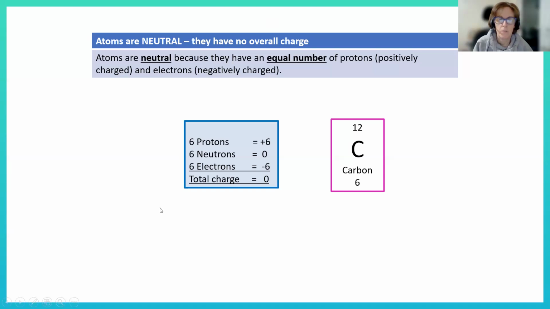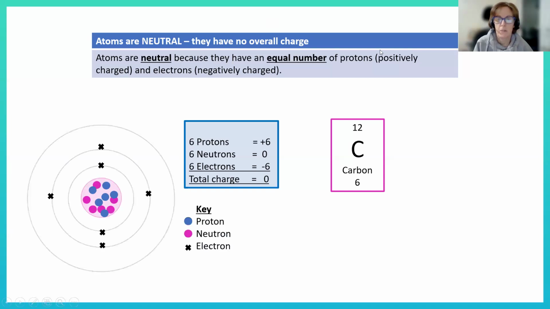Okay, good. So the number of positive charges cancels out the number of negative charges, so there's no overall charge. So I've drawn them on the atom here. So we've got 6 protons in blue, 6 neutrons in purpley pink. I've worked that out, remember, because that's the number of protons plus neutrons. And we've got the 6 electrons orbiting the nucleus of the atom. They don't float off because they're negatively charged. So they're going to be attracted to the positively charged nucleus there.